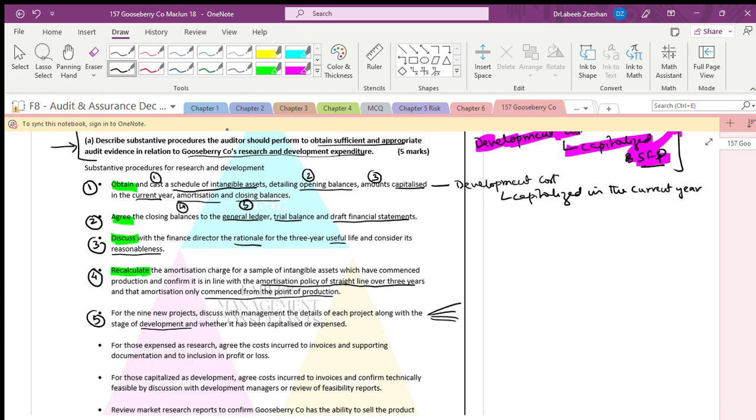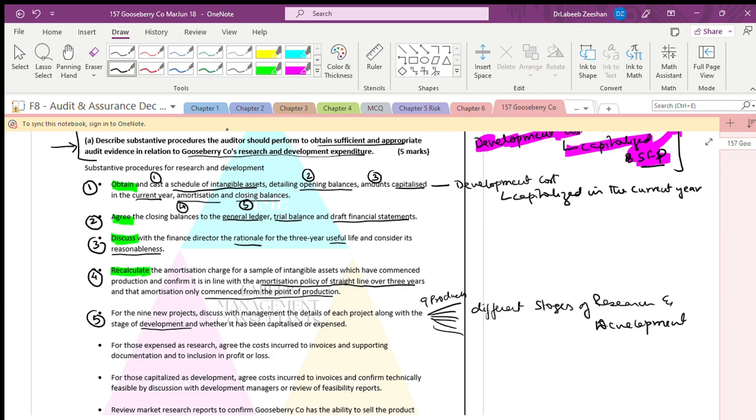You are having 9 different projects. Definitely, the 9 different projects will be at different stages of research and development. You have to discuss, and management knows this, that yes, these projects are in the completion stage, these projects are in the middle stage, these projects are in the initial stages.